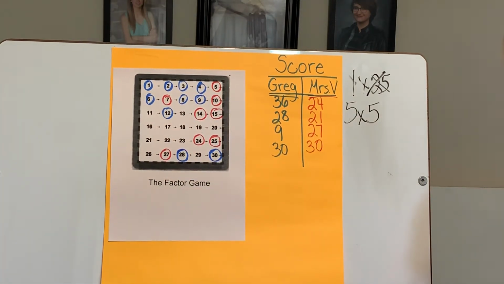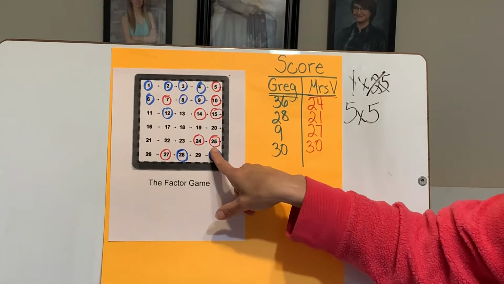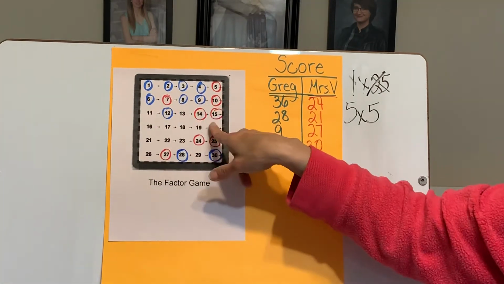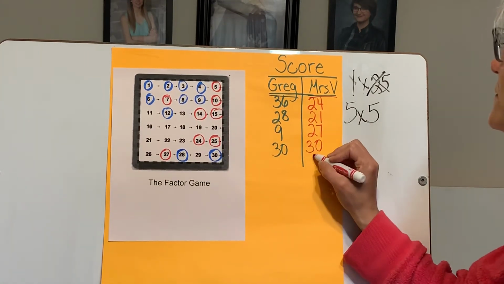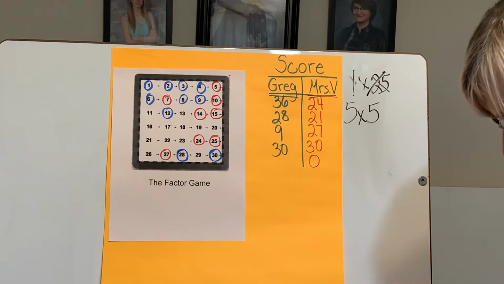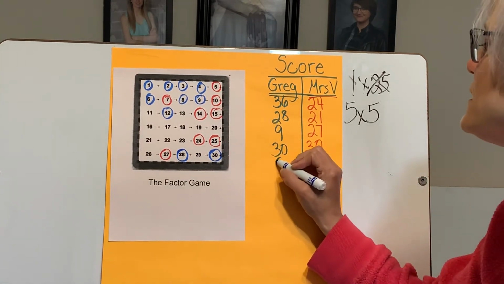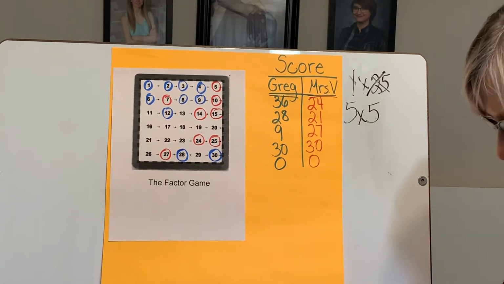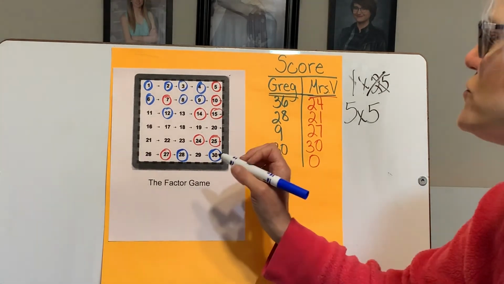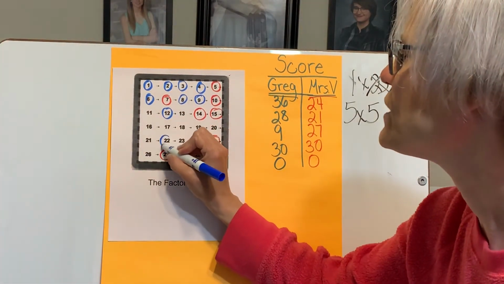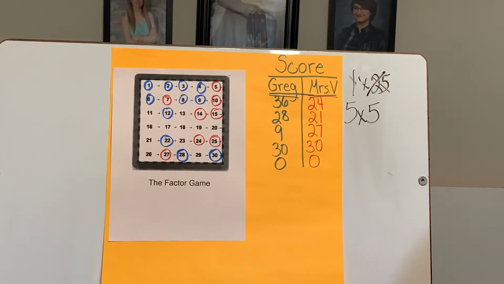So if you go back to the rules, it says that if you circle a number and the other person can't circle anything, then you both get 0 for that turn. So I get a 0 and Greg gets a 0. So now, what about if Greg goes back and he circles 22? So we got to see if I have anything that I can circle.